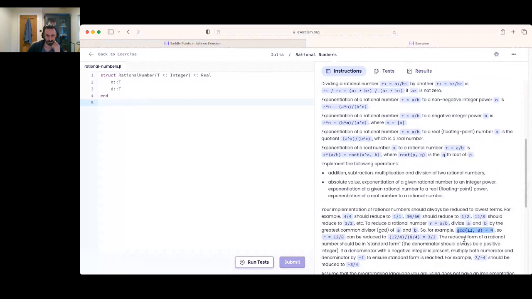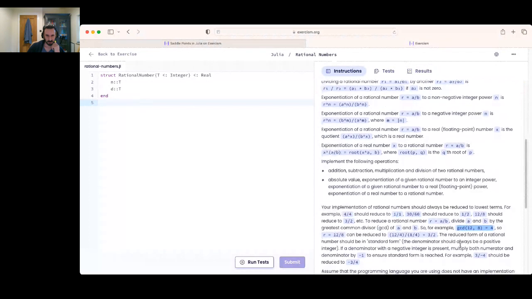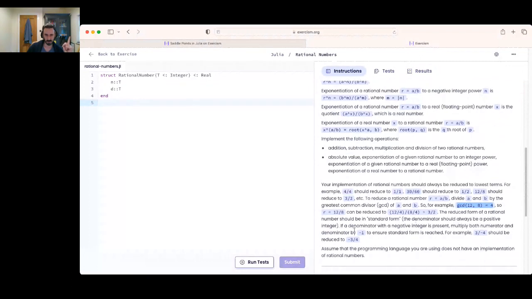Oh, look, it even tells you. And the reduced form of a rational number should be in standard form, so the denominator should always be positive. If a denominator with a negative integer is present, multiply both numerator and denominator by -1. Okay, so we can't have 3 over -4. 3 over -4 has to be reduced to -3 over 4. Seems straightforward enough. So let's create a constructor for a rational number.